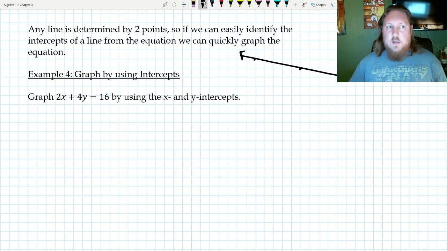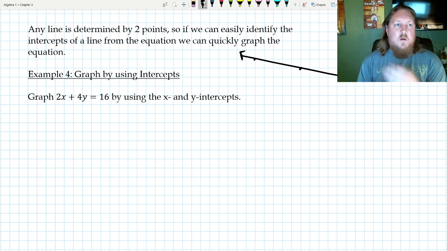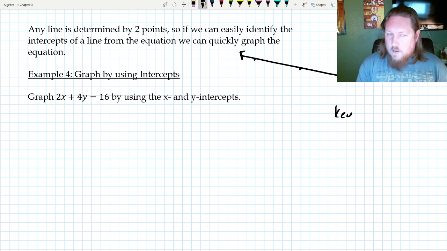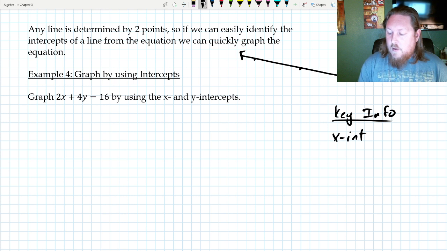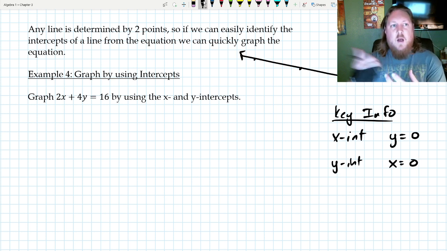The nice thing is if you remember what the points are supposed to look like, it's really easy to calculate them out. And this is the key info right here that you need for these and why this works, and it works so well. For the x-intercept, y equals 0. For the y-intercept, x equals 0. So whichever one you're looking for, make the other one 0.